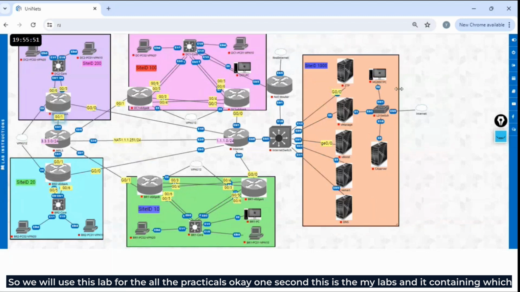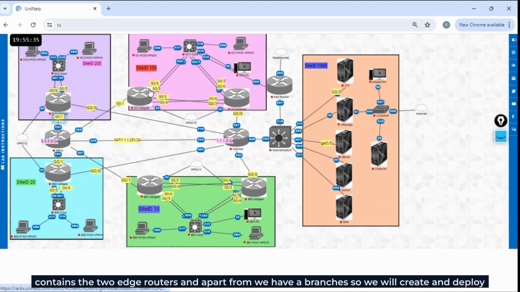This is my lab, and just to give you some idea, it contains our component devices: vEdge, vManage, vBond, vSmart, and other devices we will use for ZTP, zero touch provisioning. This is my data center that contains two edge routers, and apart from that we have branches. We will create and deploy all the topologies we need to deploy, and learn about the requirements and configuration items within this course. Does it make sense?